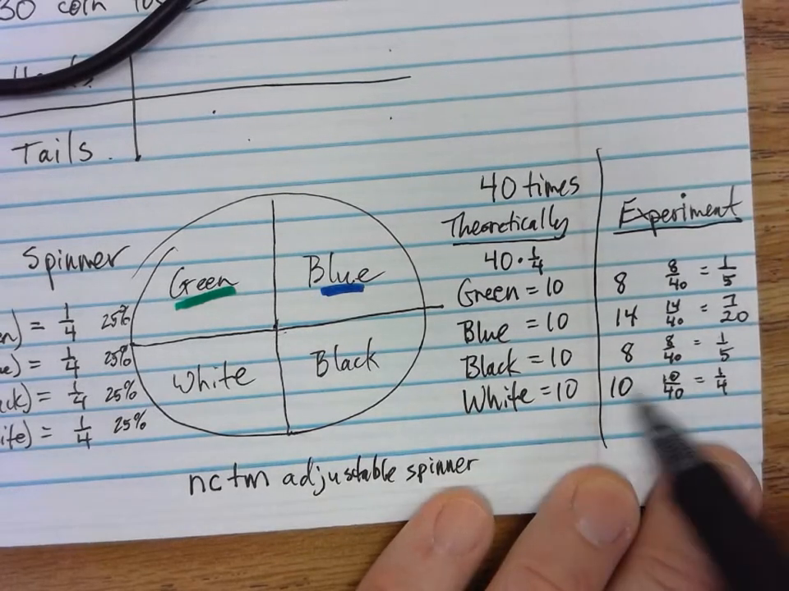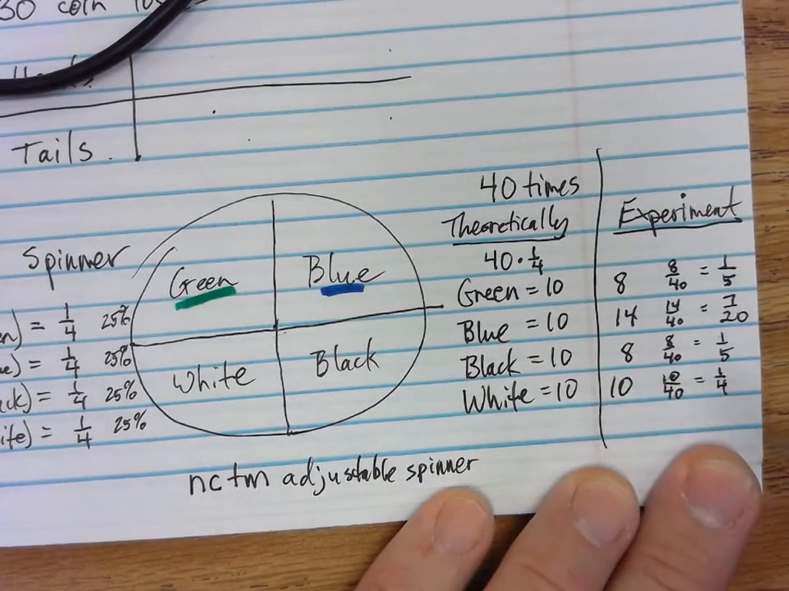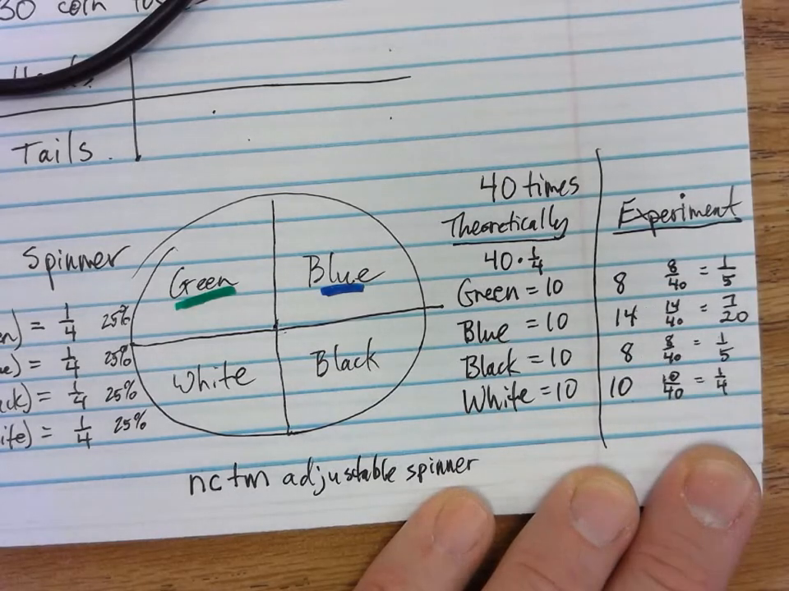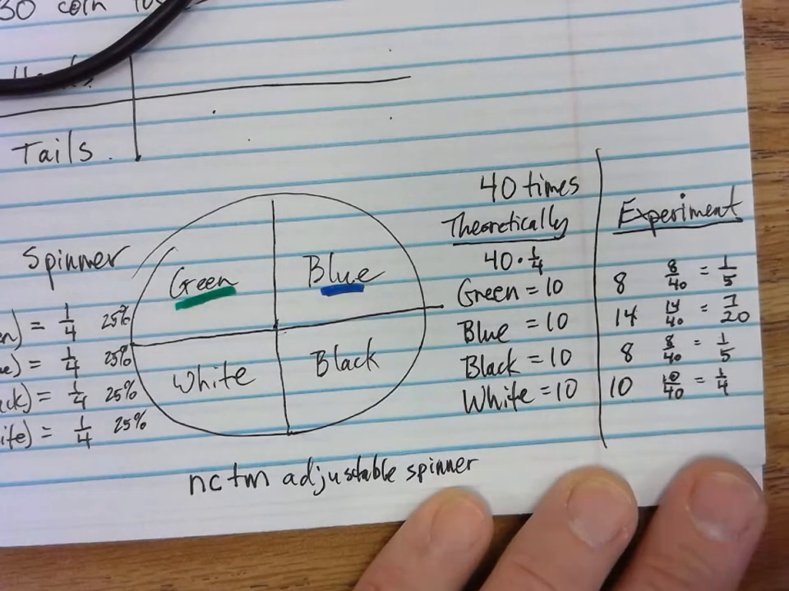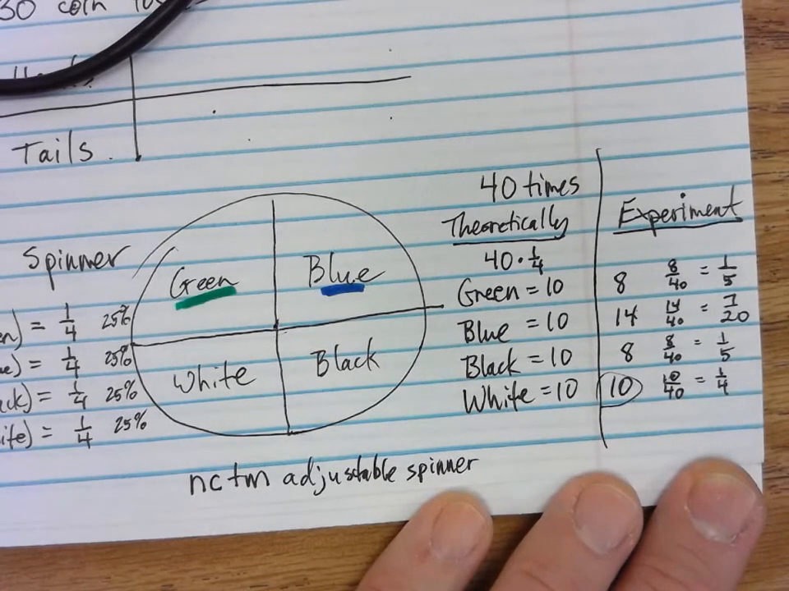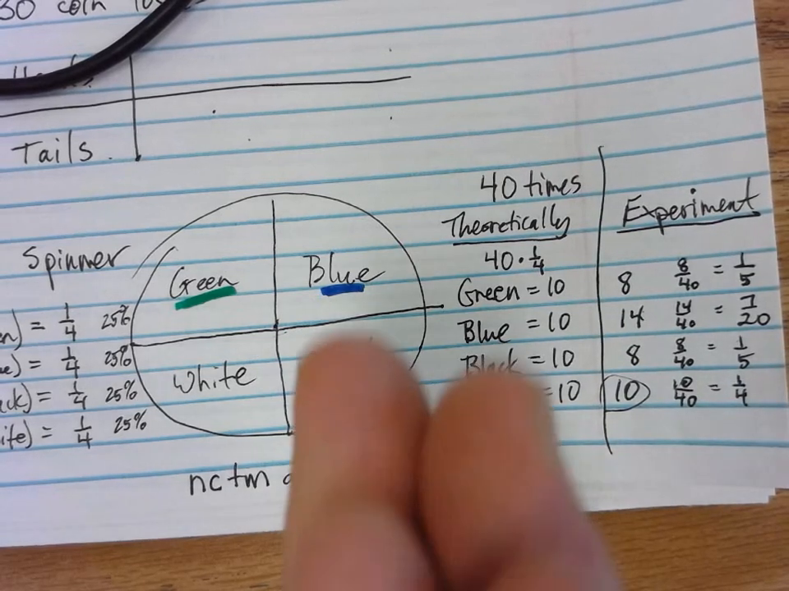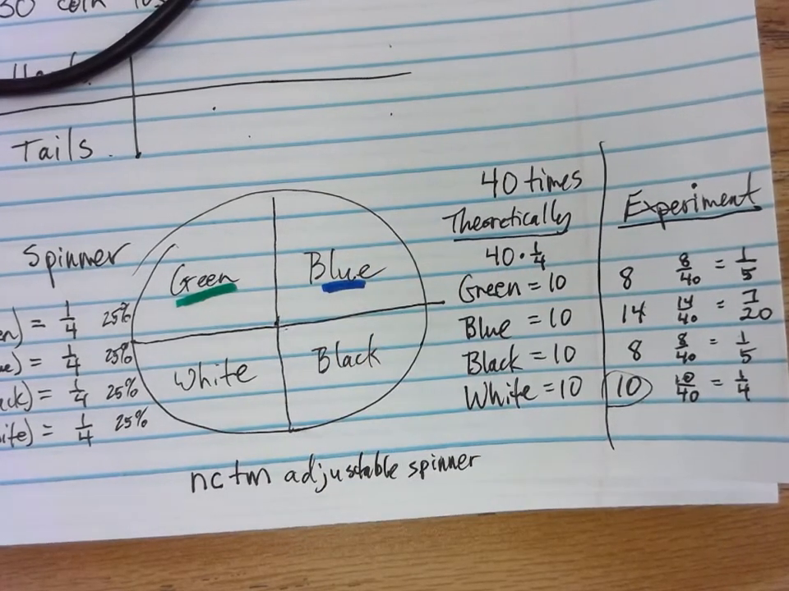So you can see the only one that worked out being 10 was the last one, which on the spinner I did was red, but you know, whatever. One of them ended up being 10, one of them being 14, 2 of them being 8. So they're all pretty close to 10, but this is the only one down here that was actually 10 that matched up with the theory. So remember, there's a little difference between theory, which is what you think should happen, versus the experiment and what actually does happen. So we'll have some questions about that.